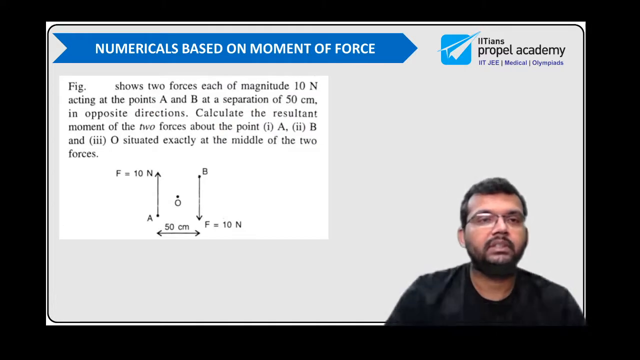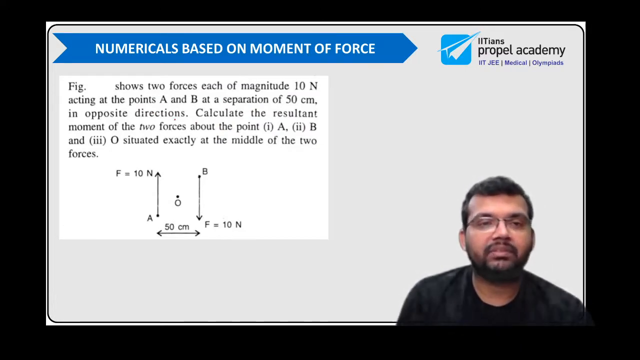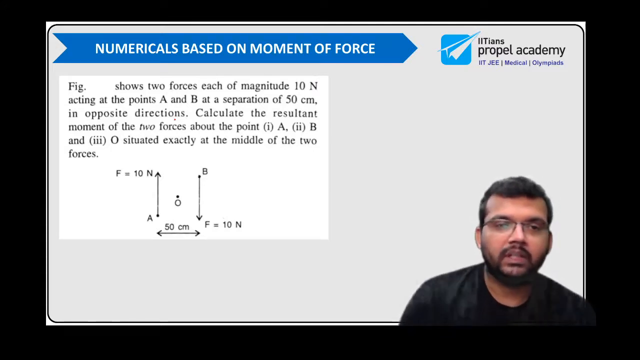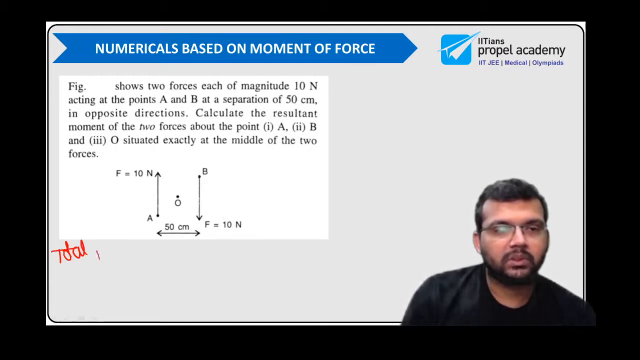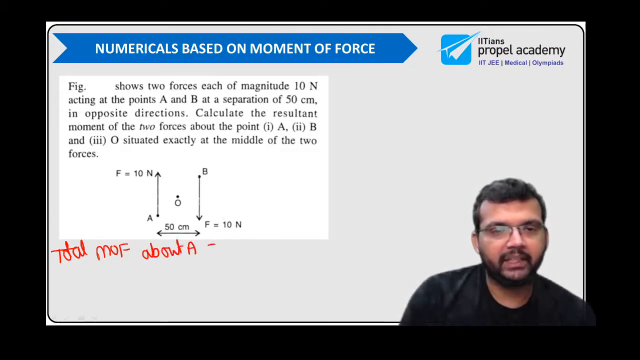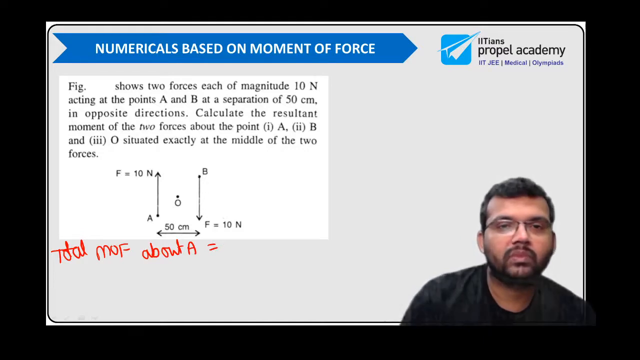One more question. The figure shows two forces, each of magnitude 10 newton, acting at the points A and B at a separation of 50 centimeters in opposite directions. Calculate the resultant moment of the two forces about point A. Now, the two forces, point A. So the total moment of force about A equals the resultant moment of the two forces about point A. That's what we are doing.